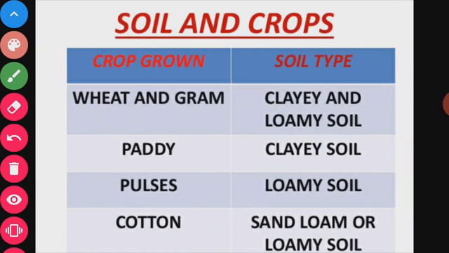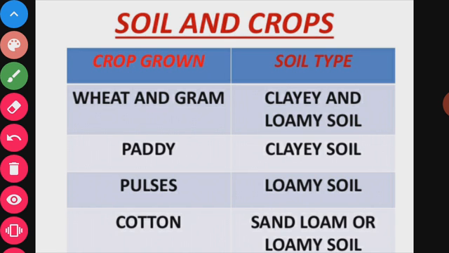Dear students, there are some factors responsible for making the soil fertile, like suitable temperature, light, and moisture. Fertile soil means soil which has sufficient humus, sufficient nutrients, and water retention capacity. Besides these factors, the type of soil also determines the type of crop that grows in that soil.